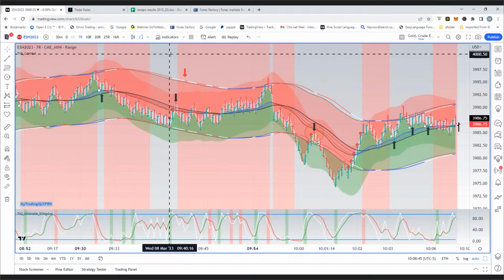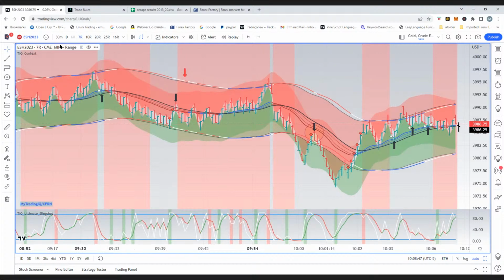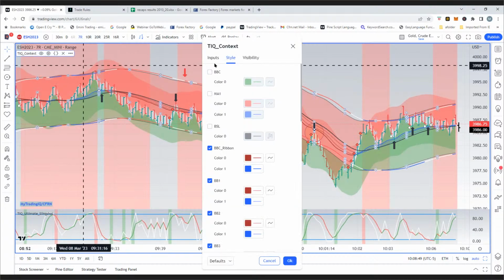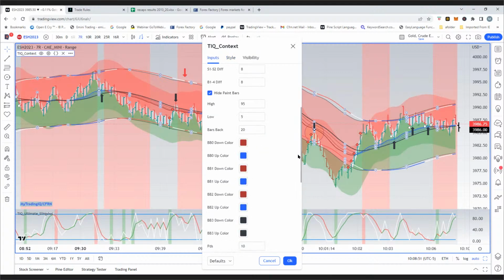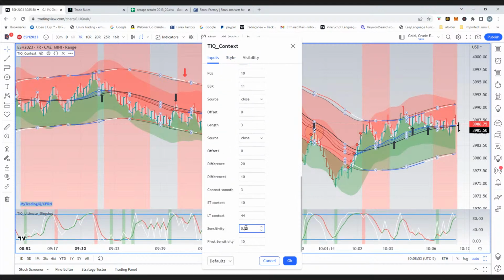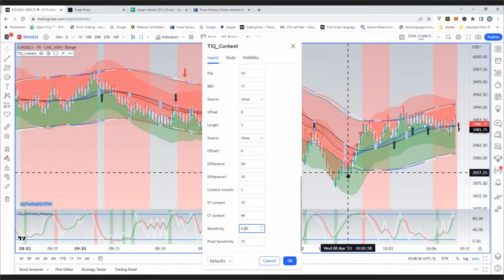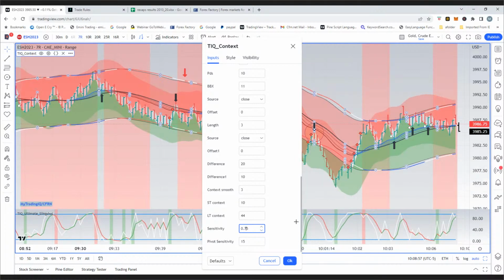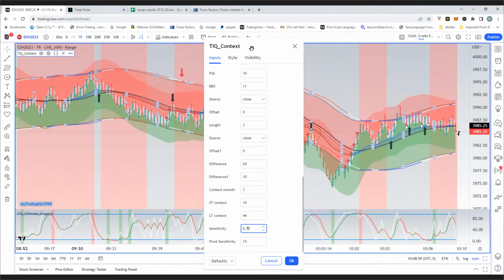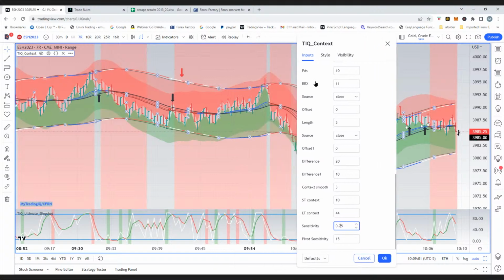Okay. Now, if I go in here to the context and I change the sensitivity down here, so if I increase this to 0.75, which is what it was originally, first you're going to see these areas increase, and some of these arrows just completely go away.